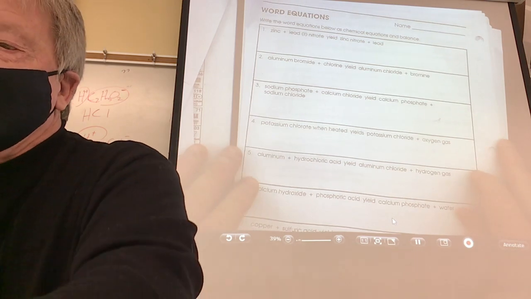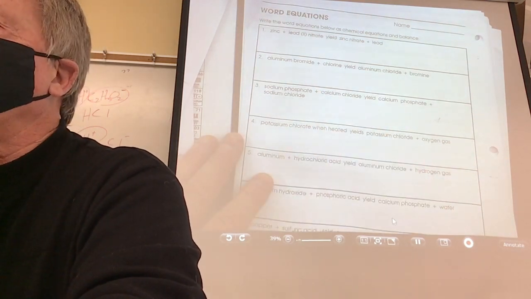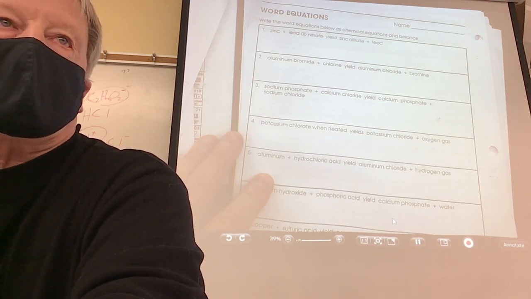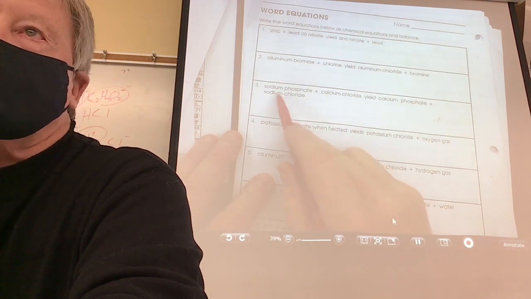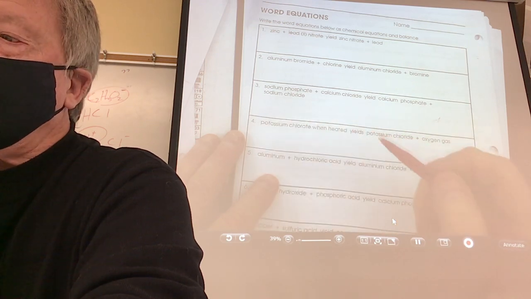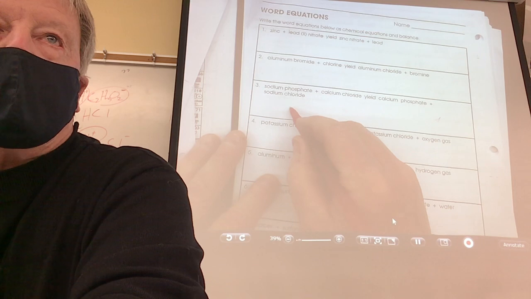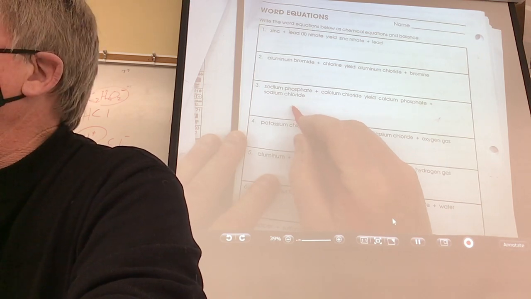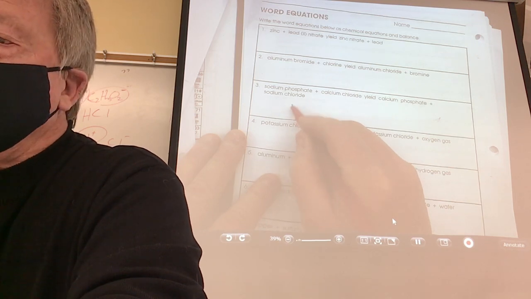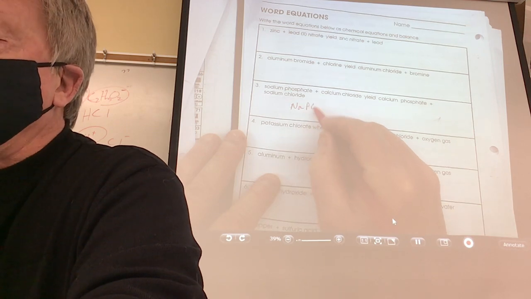Okay, let's try another one. All right, now this one's a little more difficult, okay? So let's just ask, raise your hand if you think you can help me out here. How do you write sodium phosphate? What do you think? If you took this home last night, that's probably the one you did. It would be Na what? PO4. Okay.